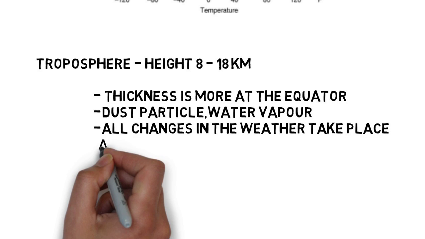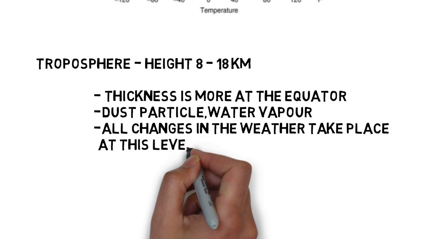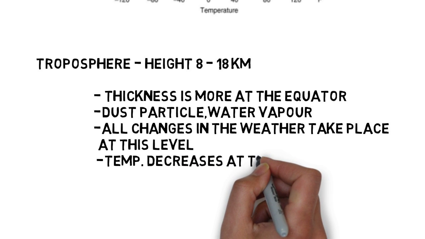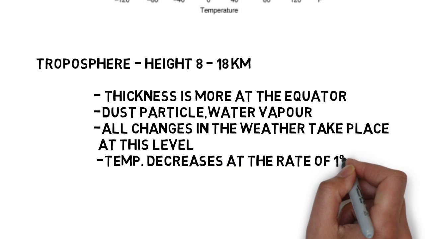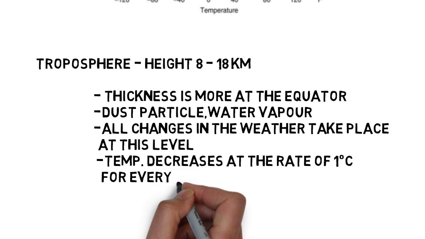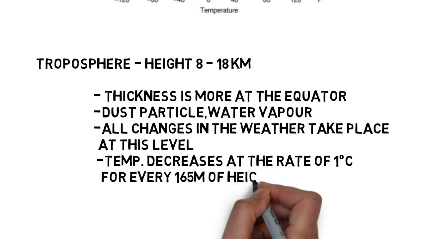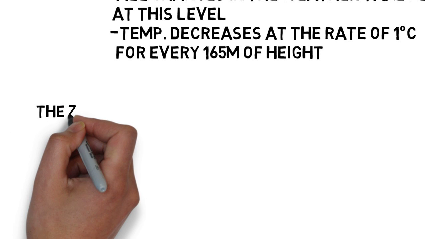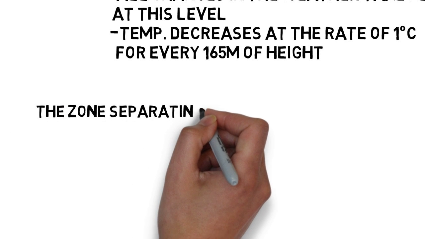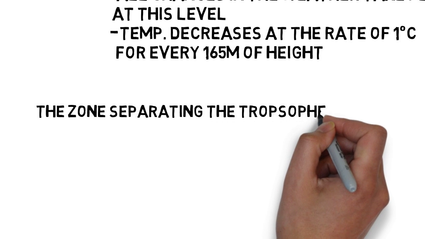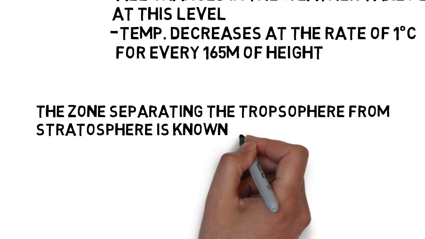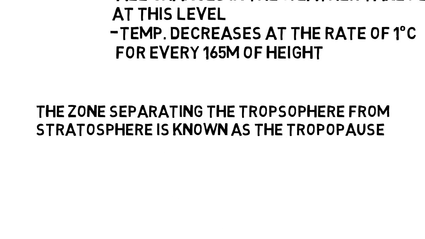This layer contains all the dust particles and water vapor, and all the changes in the weather take place at this level. Here, temperature decreases at the rate of 1 degree centigrade for every 165 meters of height. It decreases up to minus 80 degrees centigrade and then becomes constant. This is called the tropopause. This zone separates the troposphere from the stratosphere.